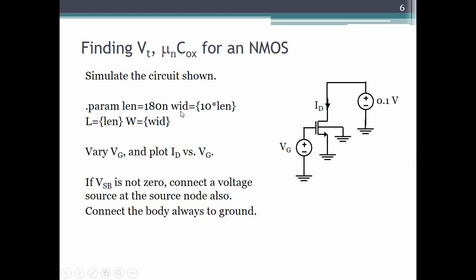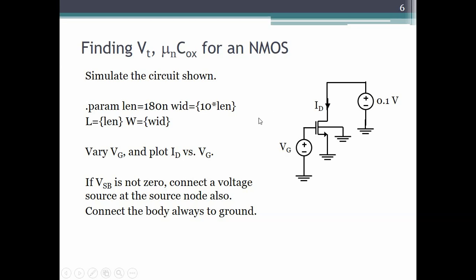Alright, so here is how we are going to do this. You will simulate this very simple circuit in SPICE to find Vt and mu Cox. You write a netlist for one MOSFET and connect a gate voltage source. Let the drain voltage source be 0.1 volt, basically a small value. Right? For now, ground the body terminal. And you simulate this.